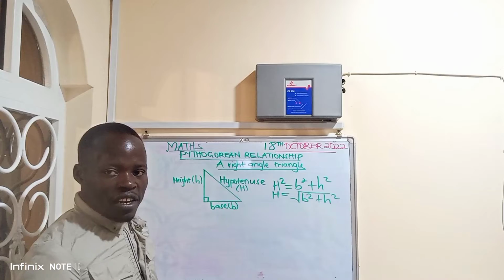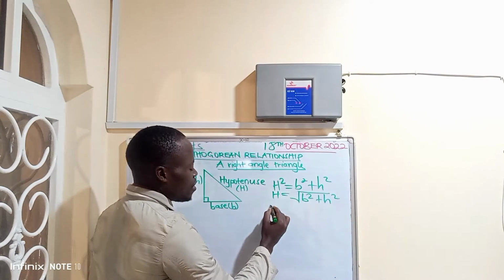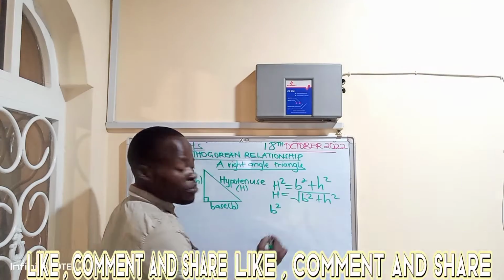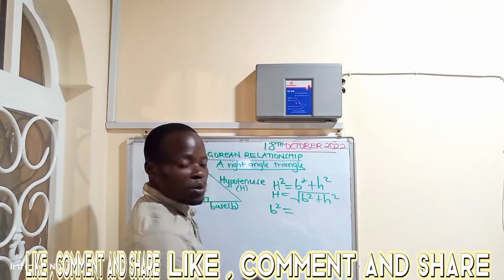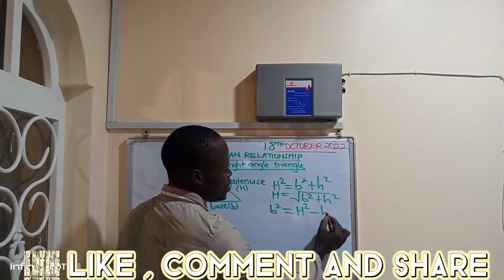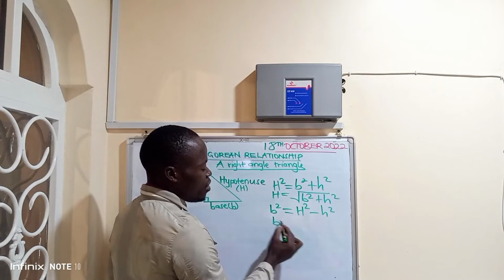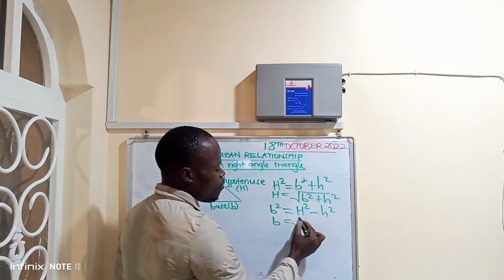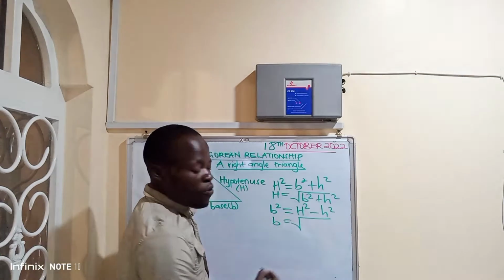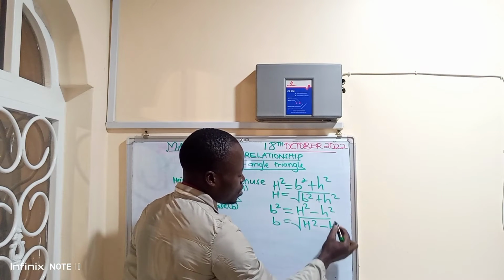He also went ahead and explained how to get the base. He said that the base squared is equivalent to the hypotenuse squared minus the height squared. Now for you to get the base alone, you'll have to get the square root of everything, the square root of hypotenuse squared minus height squared.